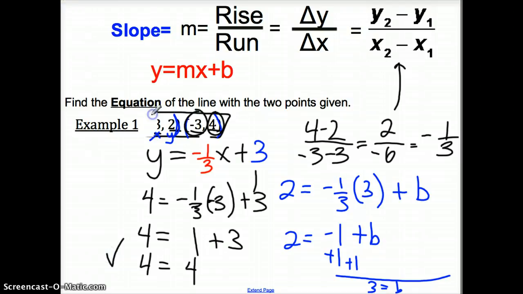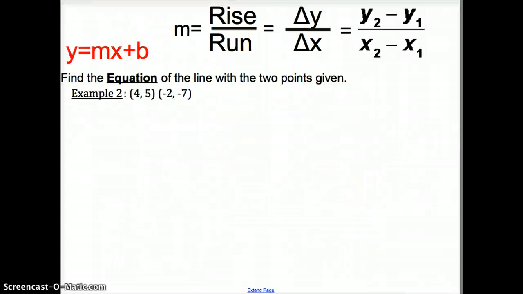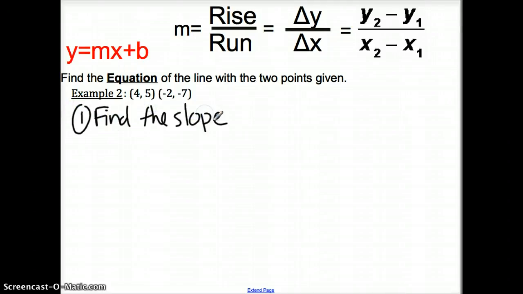So I used 1 point to find b. I used the second point to check the equation I found. So this equation works for both the first point and the second point, therefore it's the equation for my line that goes through these 2 points. So let's try this again. Let's review what the steps are. So our first step is to find the slope. You did that yesterday. So we're going to use that hard work from yesterday.